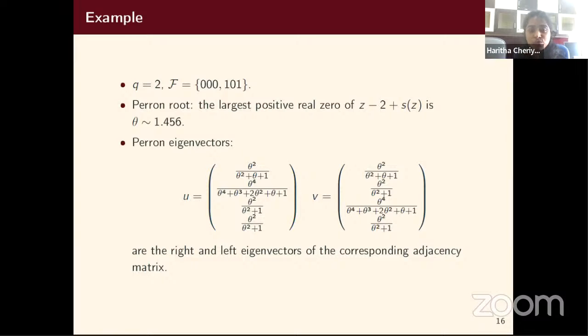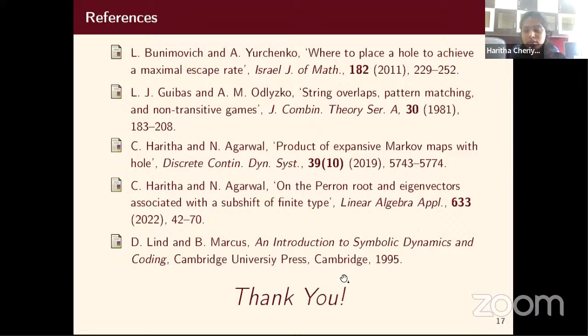And this is a simple example where q is 2 and F is given by 0, 0, 0 and 1, 0, 1. The Parry root is the largest positive real zero of this, which is this. And then the Parry eigenvectors are also this. I'll stop here.